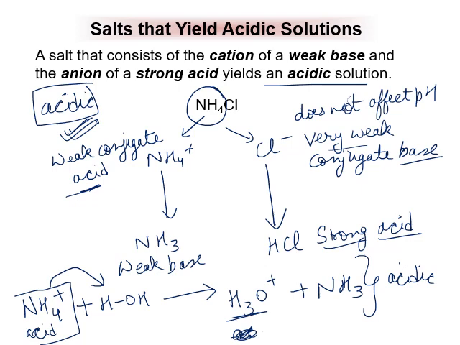Whereas if you take chloride ion and mix it in water, it could accept the H and make HCl, but that is a very strong acid, so that usually doesn't occur.